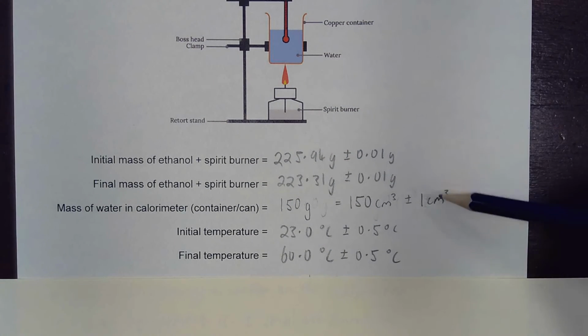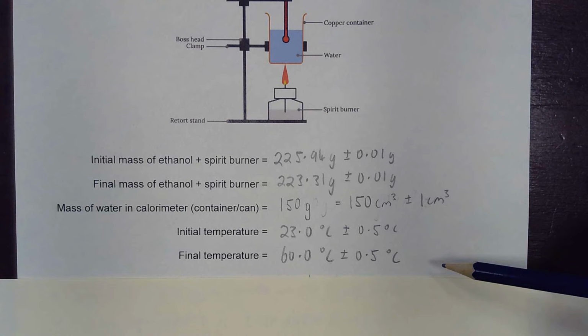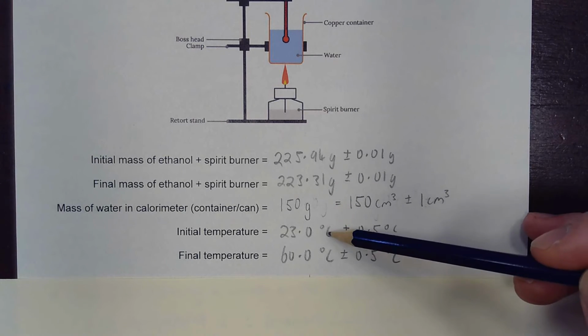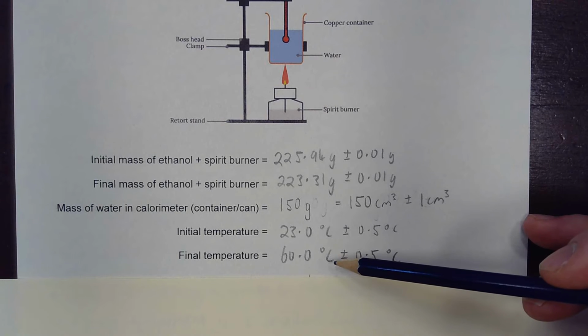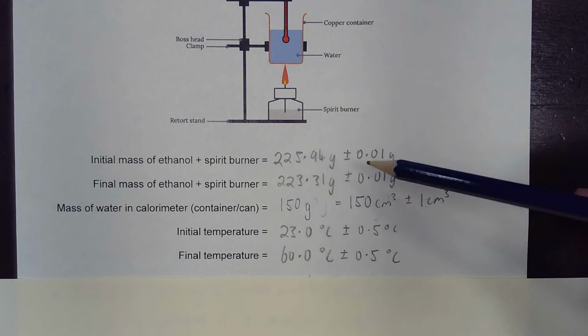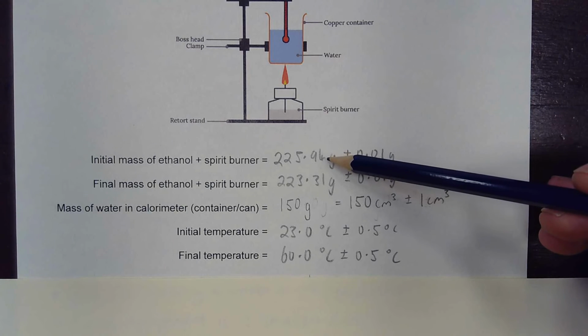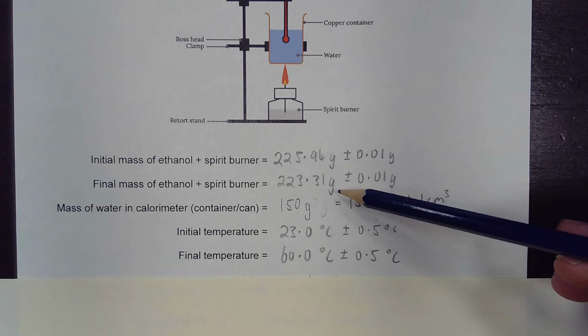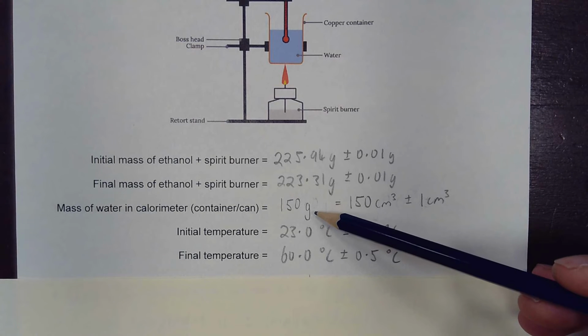Here are the results from a typical experiment. And these are all of the values that would be measured by the student. So the initial mass of ethanol and the spirit burner. So notice this is given to 2 decimal places because that is the maximum accuracy of the balance. The final mass of ethanol in the spirit burner. The mass of water in the calorimeter.